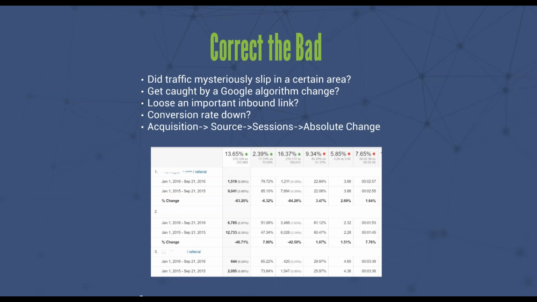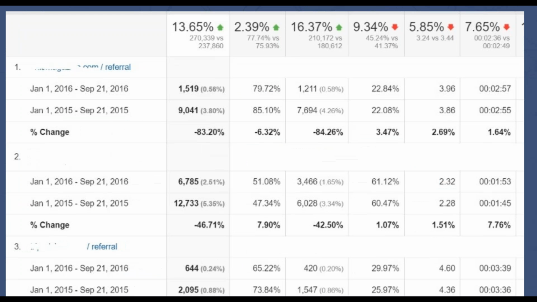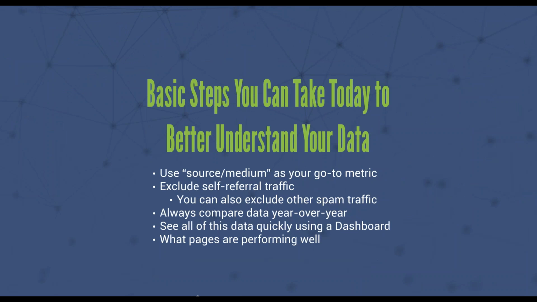I know it's really hard to explain all that, but if you follow that path in your Google Analytics using that left-hand menu that exists there, acquisition, source, sessions, and then absolute change is not in that left-hand menu. It's above that 13.65 column. So hopefully that works for you. Again, we're here to help you do that because I know it can be a little bit confusing to explain. All right, so here's some basic steps you can take today to better understand your data.